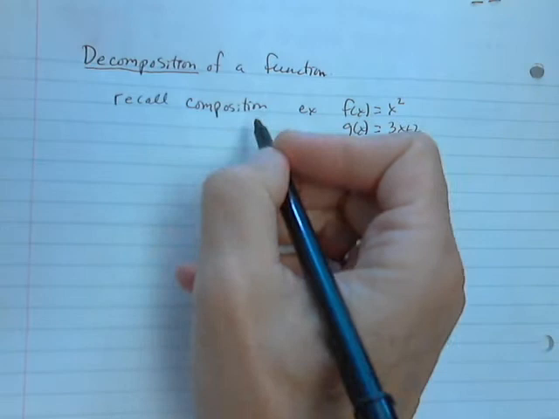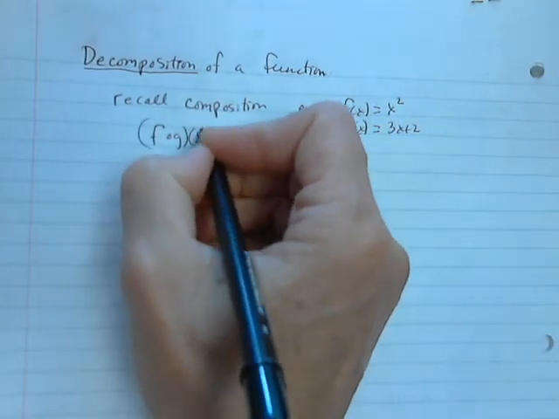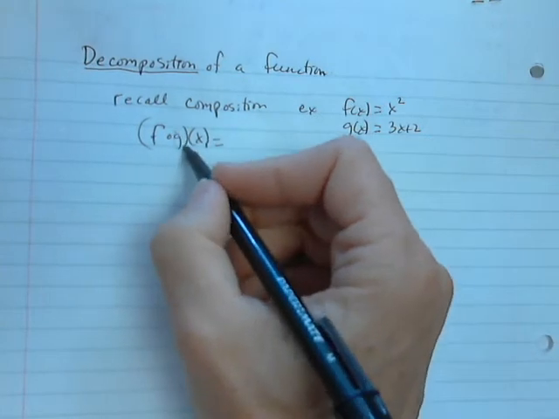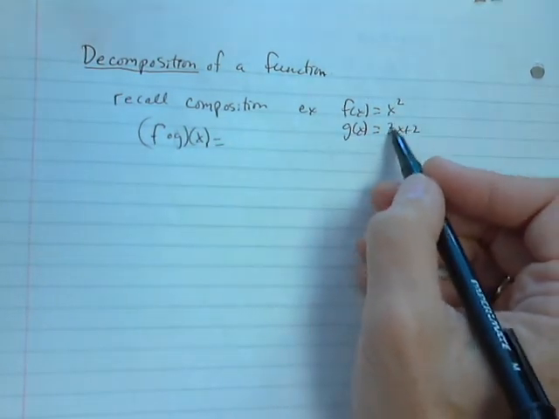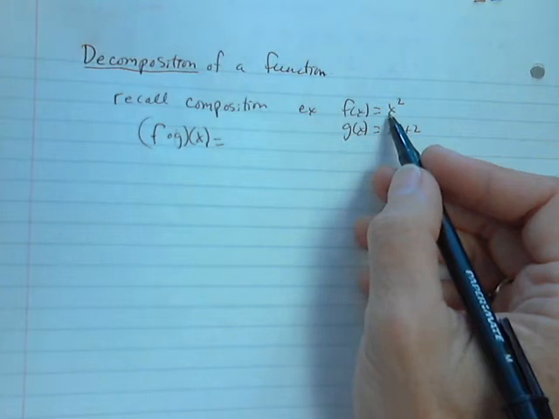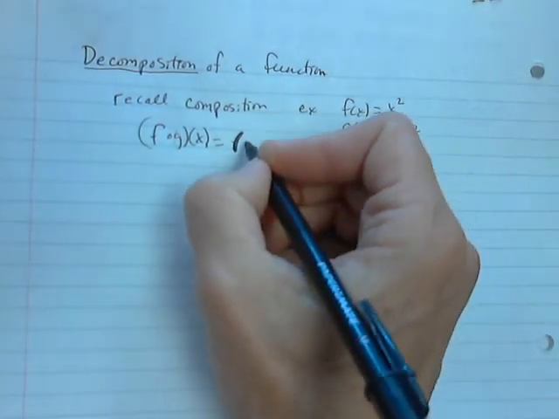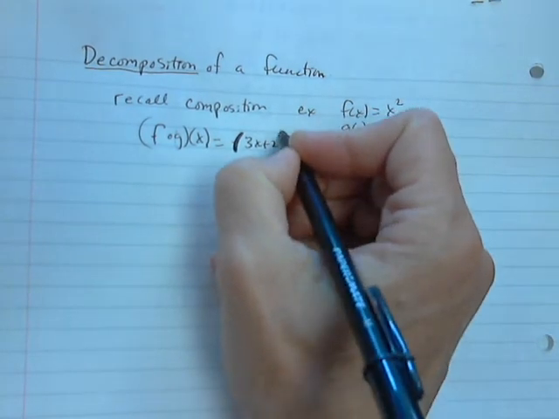And if I want to compose those two, or if I want to know what f of g of x is equal to, I take the g of x function, which is 3x plus 2, and I plug it in for x in the original f function. So what I would get would be 3x plus 2 squared.